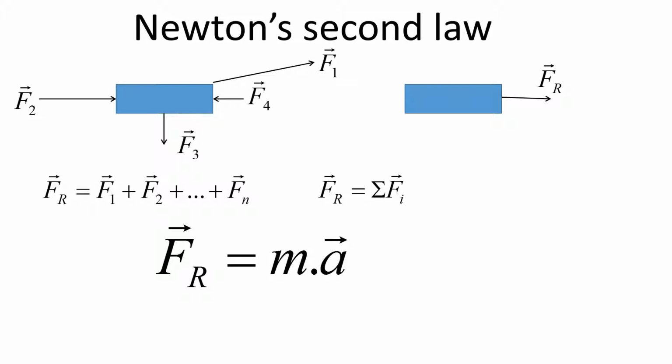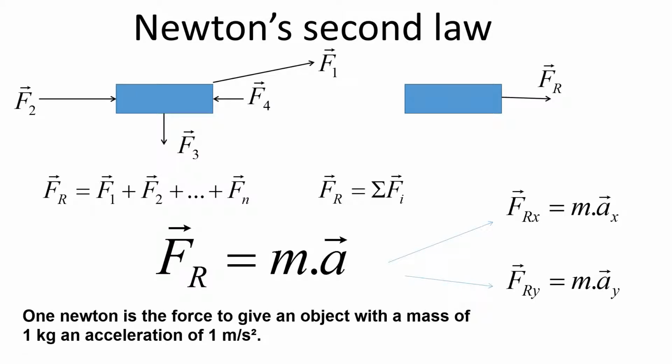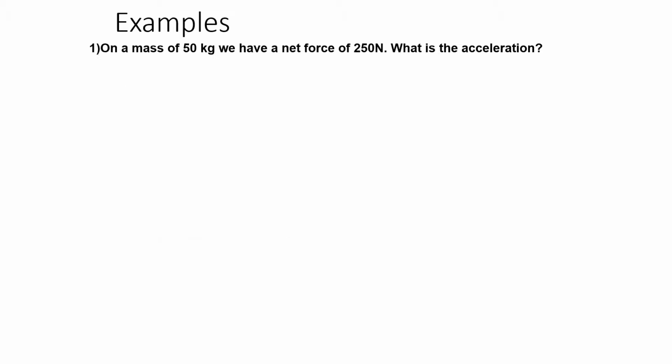And look at the vector sign. But we will divide it in two axes, an x-axis and a y-axis, because it's easier to calculate our examples using the forces in two axes, x and y. You'll see next with the acceleration. Here again, 1 newton is the force to give an object with a mass of 1 kilogram an acceleration of 1 meter per second squared. And we'll look at a few examples.